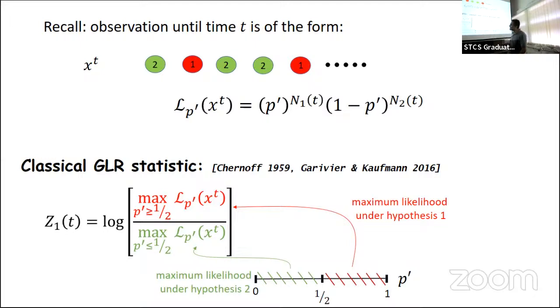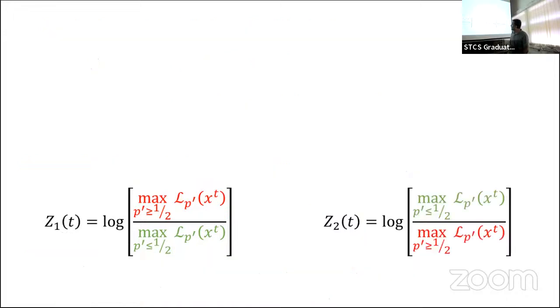So this gives you a weight on to what extent the data supports hypothesis 1 versus hypothesis 2. How are these statistics used to decide when to stop? You have a similar statistic for Z2, which is community 2 versus community 1. Because I'm working only with two communities, in this case Z2 is just the negative of Z1. That's all.